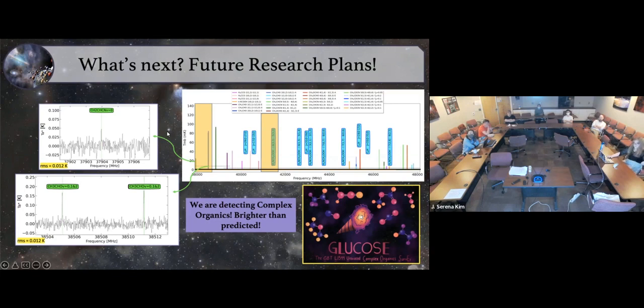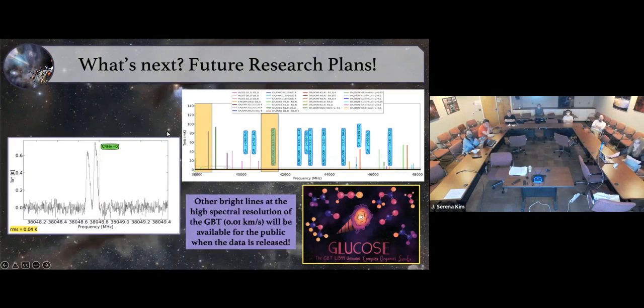Another really interesting and cool piece will be that, not only the complex organics, but there's going to be other bright lines at really high spectral resolution, because GBT has a very high spectral resolution here. It's 0.01 kilometer per second. And so there'll be very bright lines in this survey that other people can then use for studies of kinematics or isotope ratio, things like that. So it'll be great for the public to also use when we do release the data.